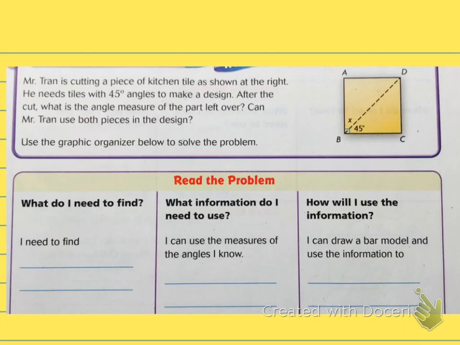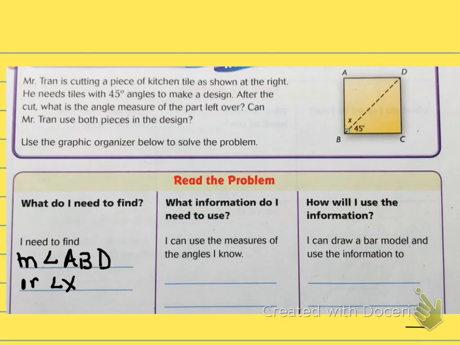So the first thing we need to do is say, what is it that I need to find? After reading the problem again, I'm going to say, I need to find the unknown angle X, or the angle ABD. So what do I need to find? I need to find the angle measure of angle ABD, or angle X, which is unknown. That's what I need to find.